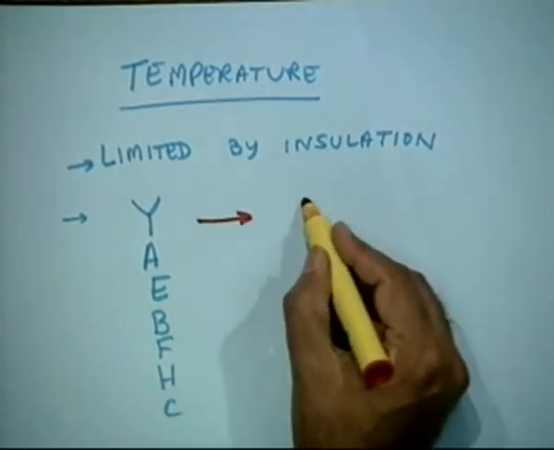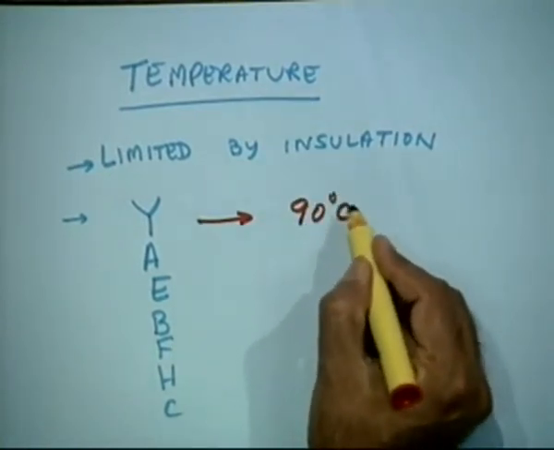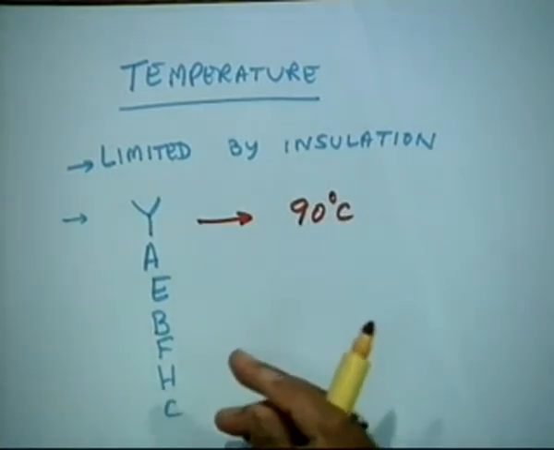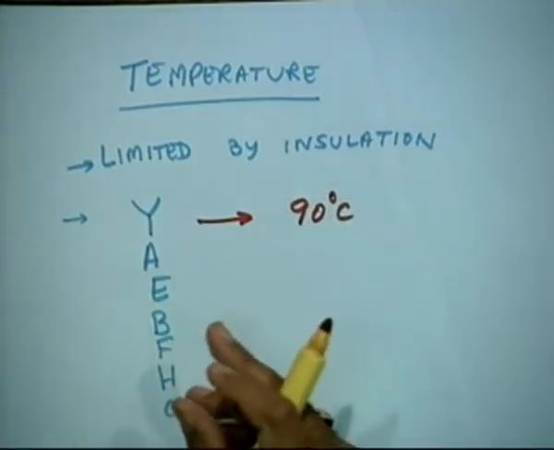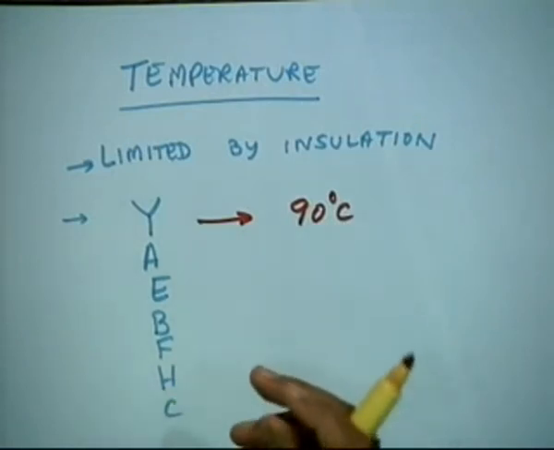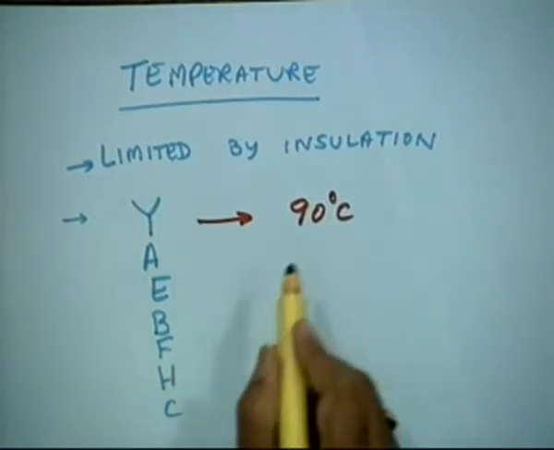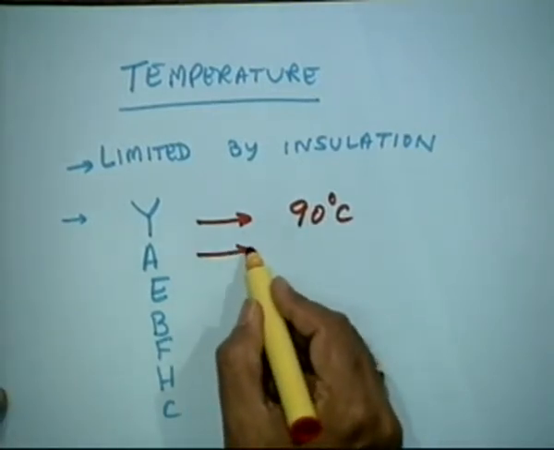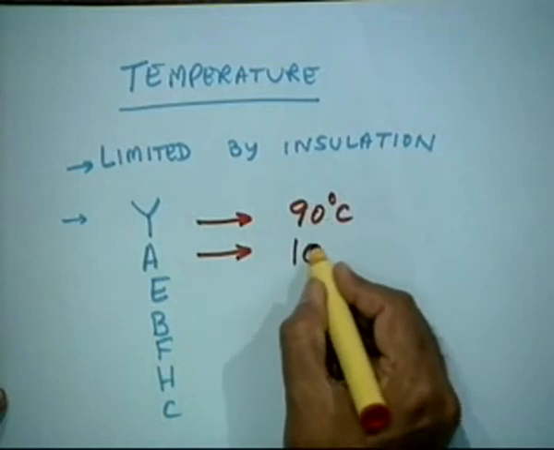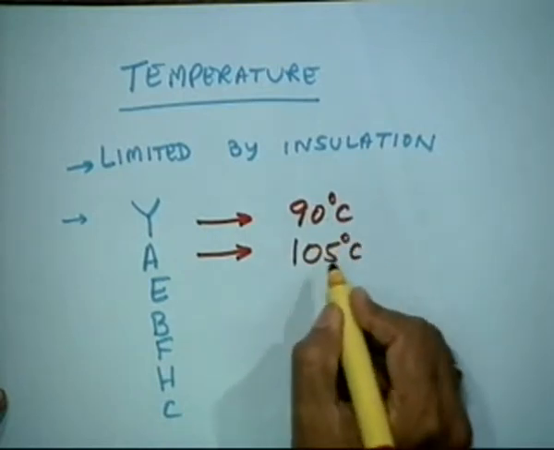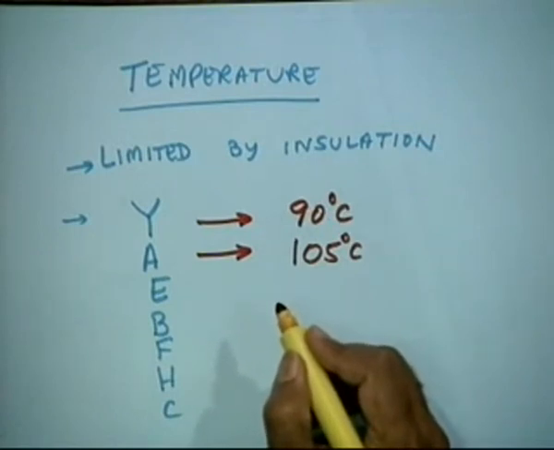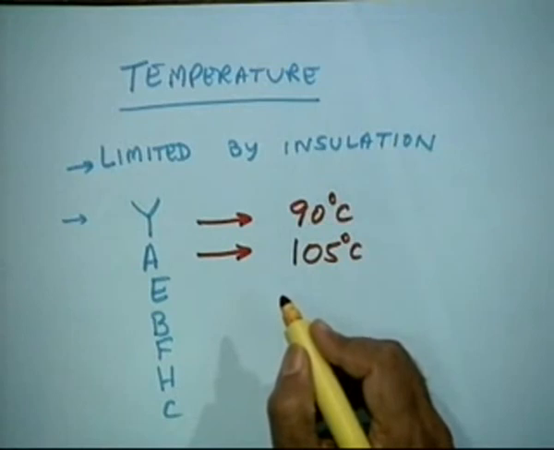Limiting temperature is 90 degrees centigrade. These insulations are made up of suitable insulating materials, both synthetic, organic, bio, and so on. So you can't exceed 90 degrees centigrade. Next is type A insulation, you can't exceed 105 degrees centigrade. This is absolute temperature, not the rise in temperature. Rise in temperature will be above the ambient.